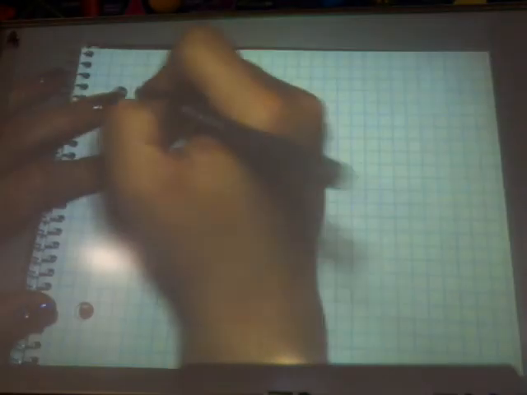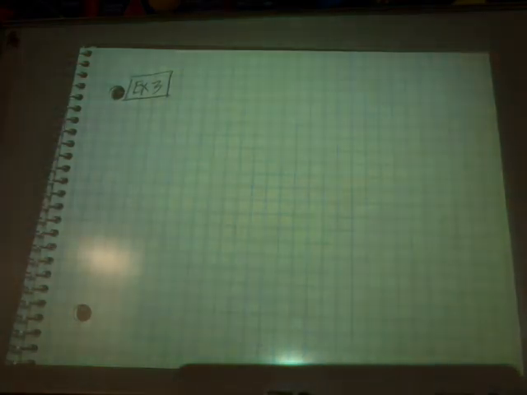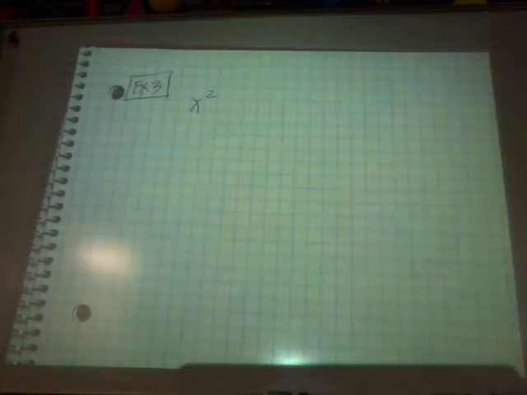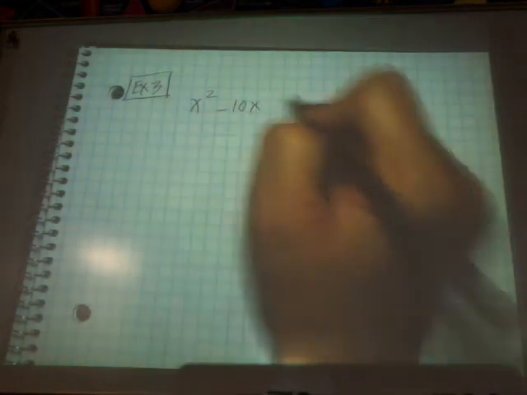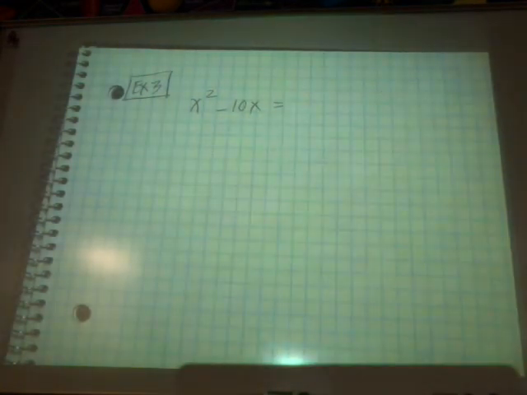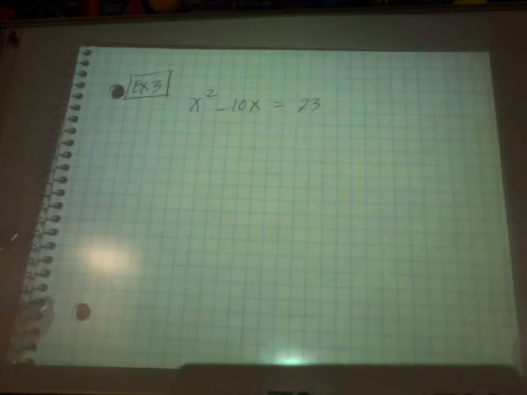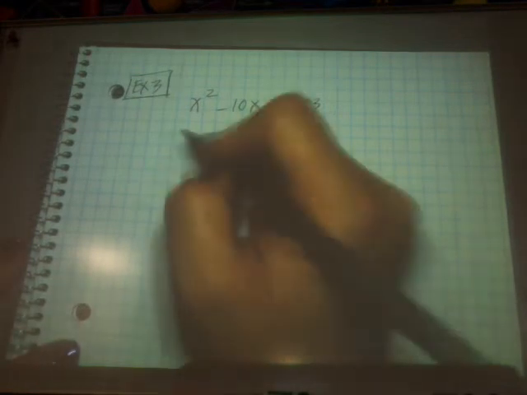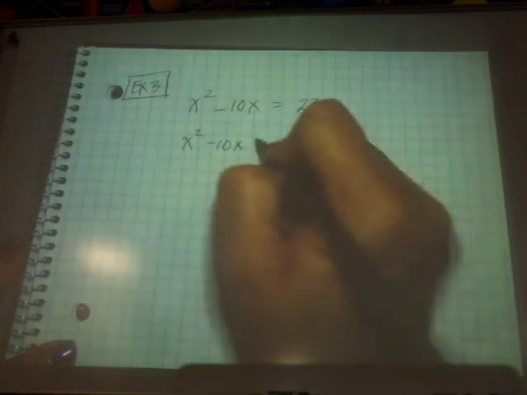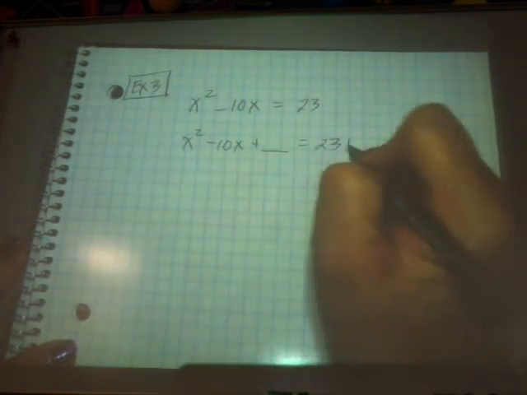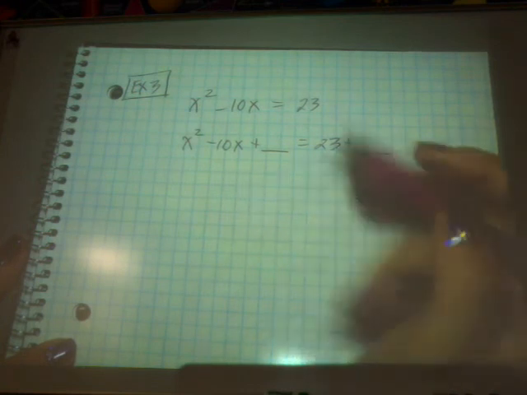All right, here we go. You ready? Example 3. You can try this on your own. The only issue is I believe the answer is going to be irrational. So we have x squared minus 10x equals 23. Do you have to move anything this time? No, but you did put your blanks in. Find your c.